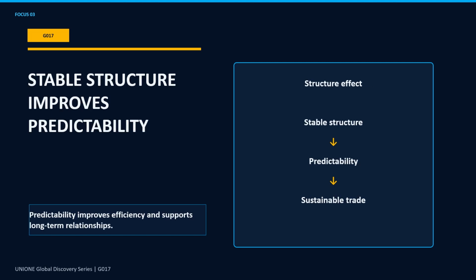A stable structure improves predictability. The supplier can prepare production more accurately. The exporter can coordinate documentation and logistics more efficiently. The buyer can plan inventory, marketing, and local distribution with greater confidence. Predictability does not mean that every transaction will be perfect. It means that both parties understand the process and can respond to problems in an organized way. This predictability supports sustainable trade relationships.